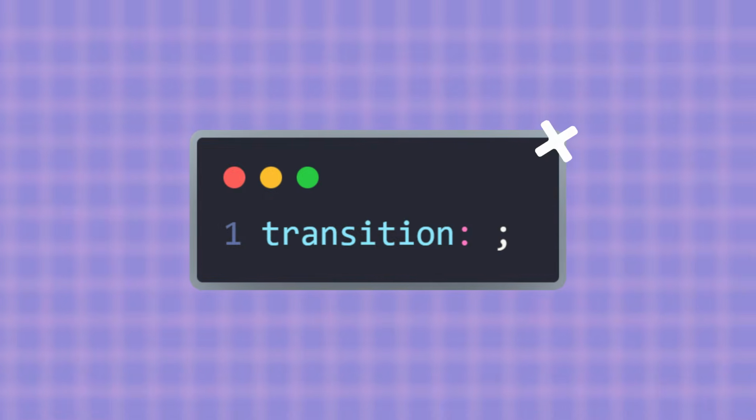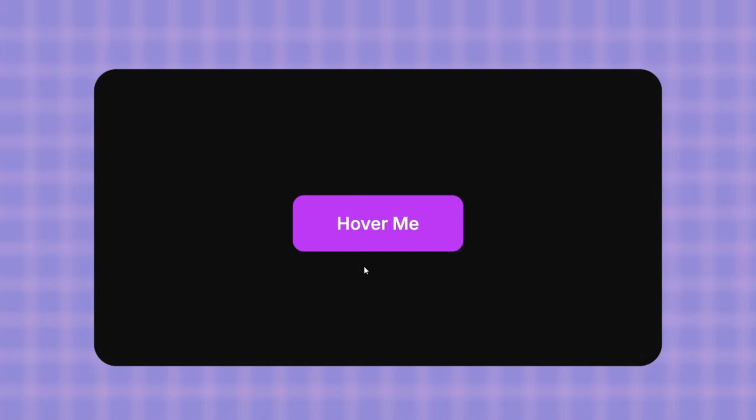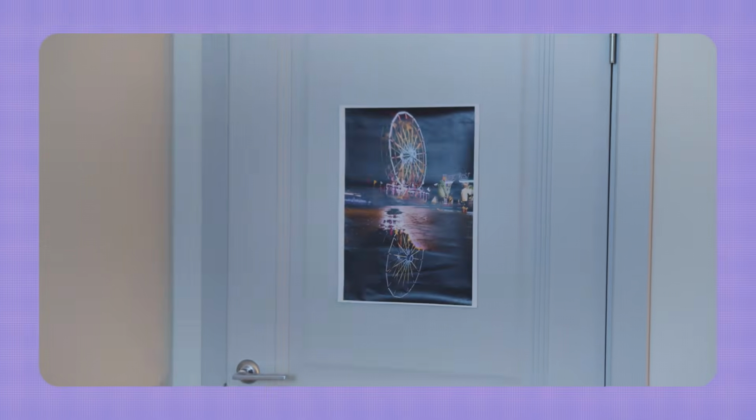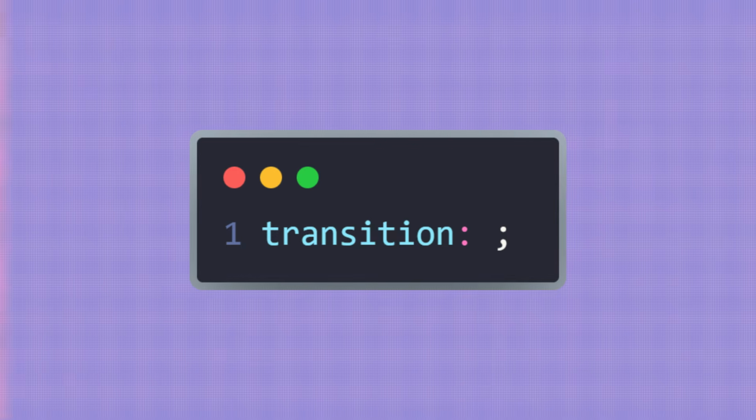Without transition, CSS is instant. You change a color, it changes. You change a size, it changes. Immediate, no in between. But in the real world, nothing happens instantly. A door doesn't teleport open. A light doesn't just appear, it fades in. That's what transition gives your web page. It fills in the in between, so changes feel natural.